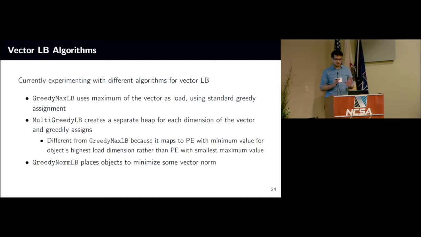It's a little bit difficult to understand and explain, but it's different from greedy max LB because rather than mapping to the P with a minimum value for the object's highest load dimension, that's what multi-greedy does. And in the greedy max LB, it maps to the P with the smallest maximum value globally rather than the one just for its dimension. So it's a little bit difficult to understand, but the takeaway here is multi-greedy LB is better. And then there's also greedy norm LB, which instead of using just a maximum of a vector load, we calculate some norm based on the current vector and try to minimize some vector norm when we place objects.